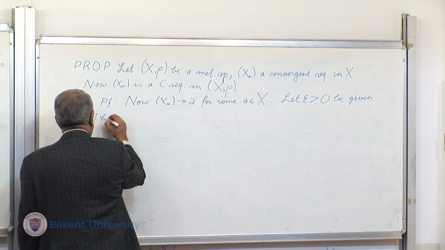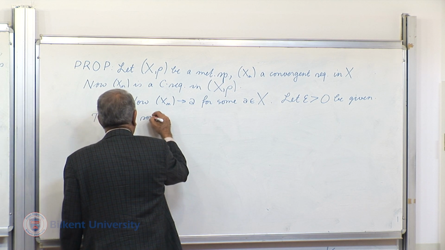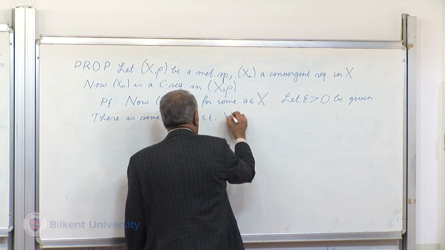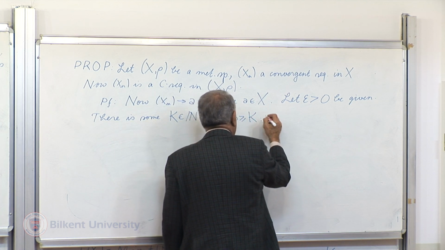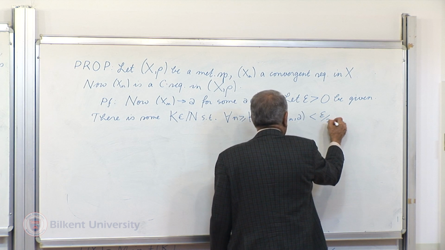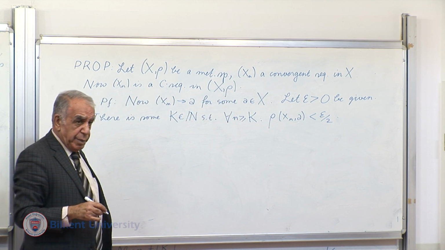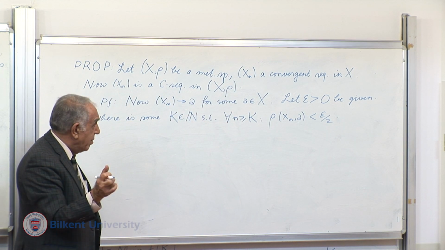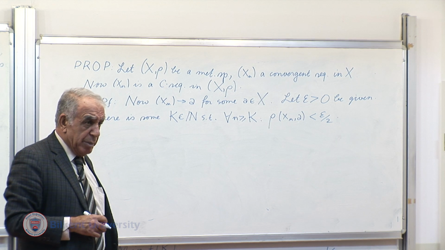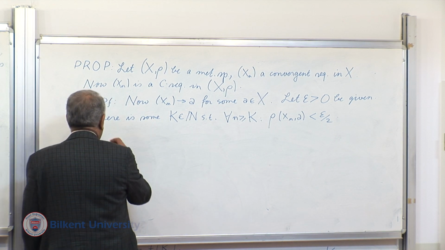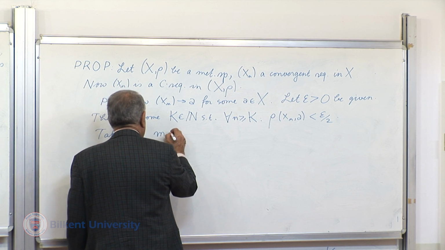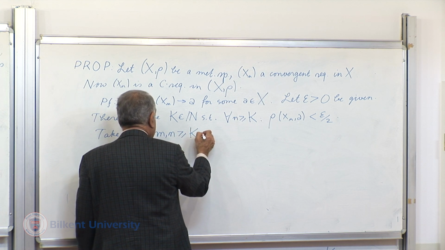There is some k in N such that for all n larger than or equal to k, rho(x_n, A) will be less than or equal to epsilon over 2. But as we have seen, this same k will do the job for this sequence being a Cauchy sequence. Now take any m, n larger than or equal to k.